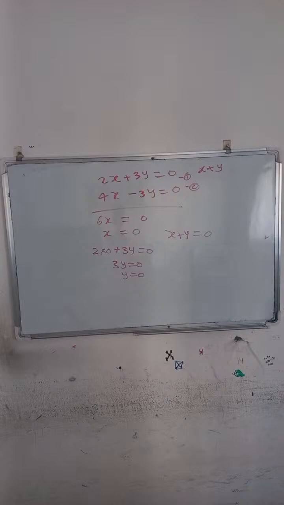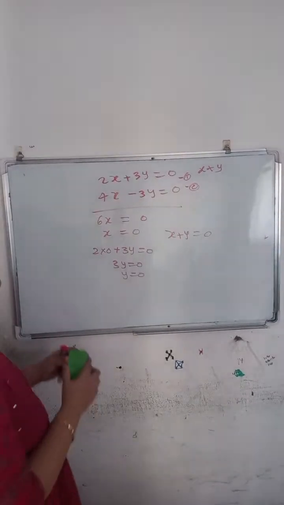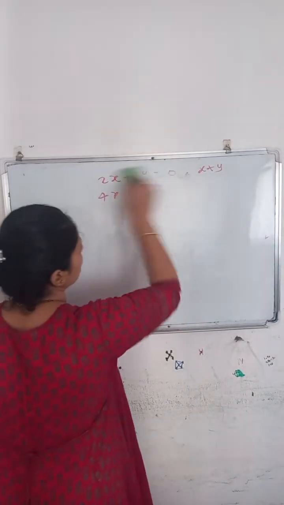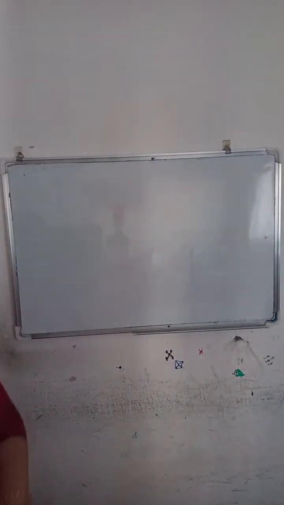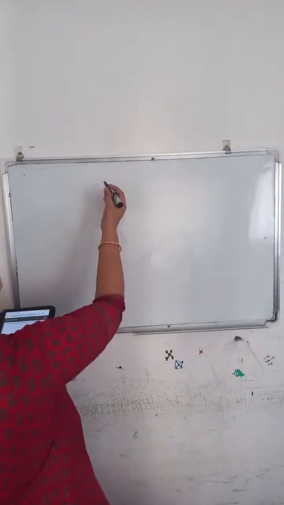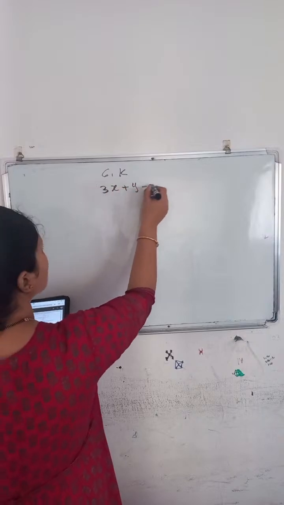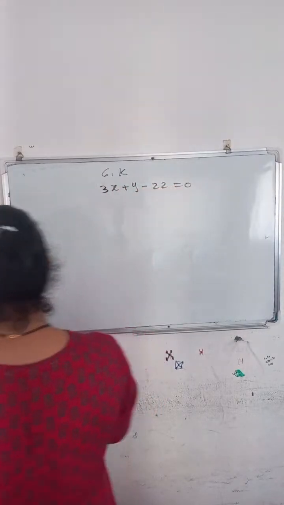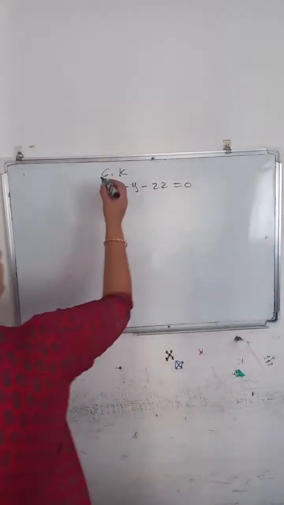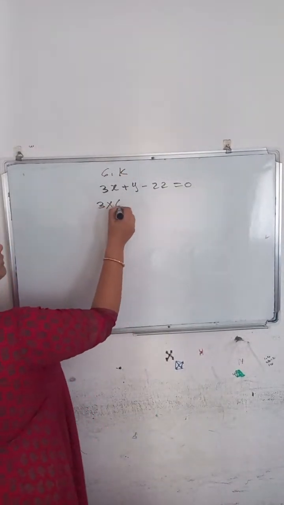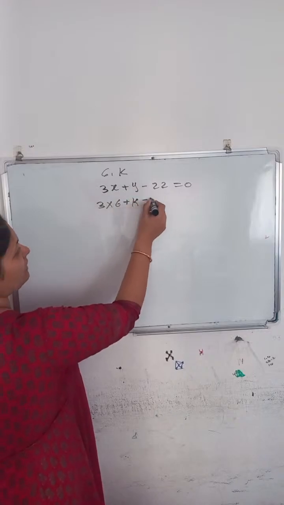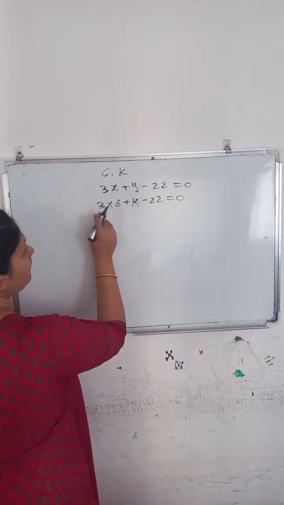So here they clearly mention the solution, that means they mention the coordinates of x and y. So we have to substitute those coordinates into the equation and we will get the answer. Here the coordinates given are (6, k) and the equation is 3x + y - 22 = 0. So now the x coordinate is 6, so 3 into 6, y is nothing but k, minus 22 is equal to 0.